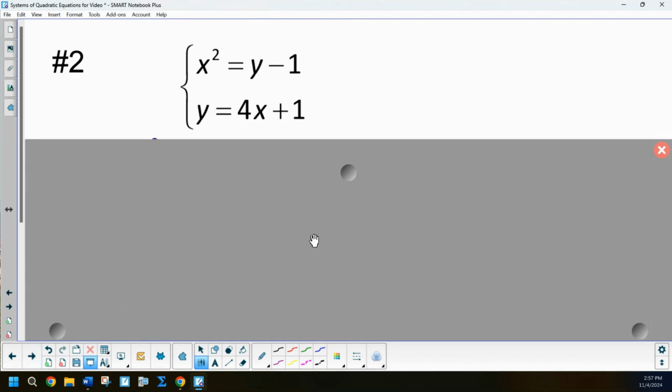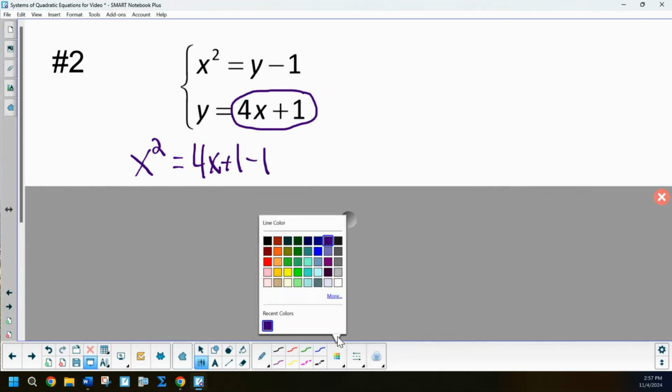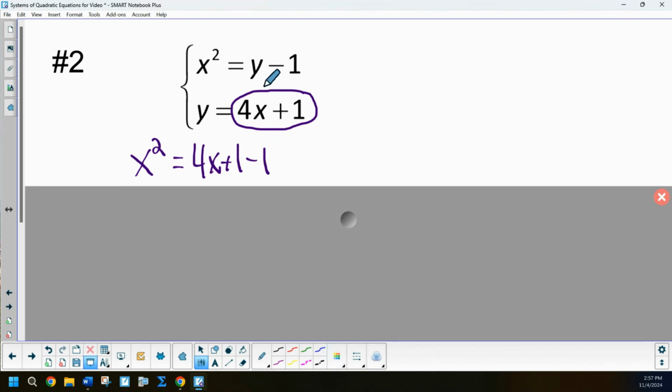All right, so here's the second one. This is also a quadratic and a line. So this one has x squared by itself on the left side and then y minus 1 here. And then so that's your quadratic. And then this one is a line. It's y equals mx plus b. So just like before, this is going to be a little bit easier to do with substitution. So hopefully you can see that I took all of this and I am substituting it into the y portion of the equation above. So 4x plus 1 went in for y, and then there's my minus 1 that's left over.